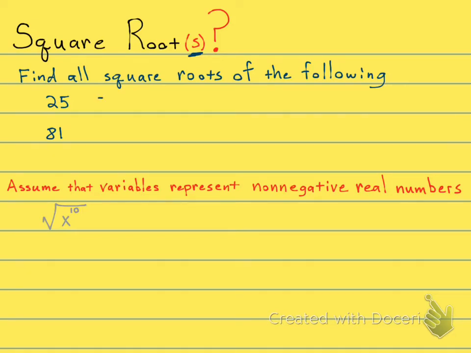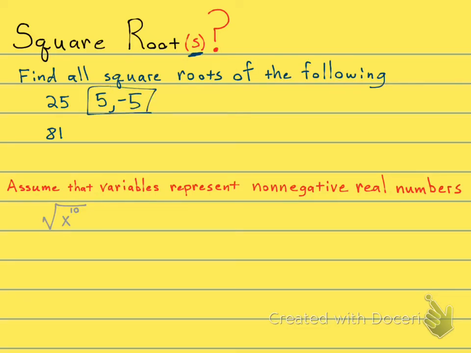Now what would be the square roots, plural, of 25? Well, we could say 5 times 5 gives you 25, right? And what if you said -5 times -5? Well, that also gives you 25. So technically, the square roots of 25 are going to be 5 and -5.